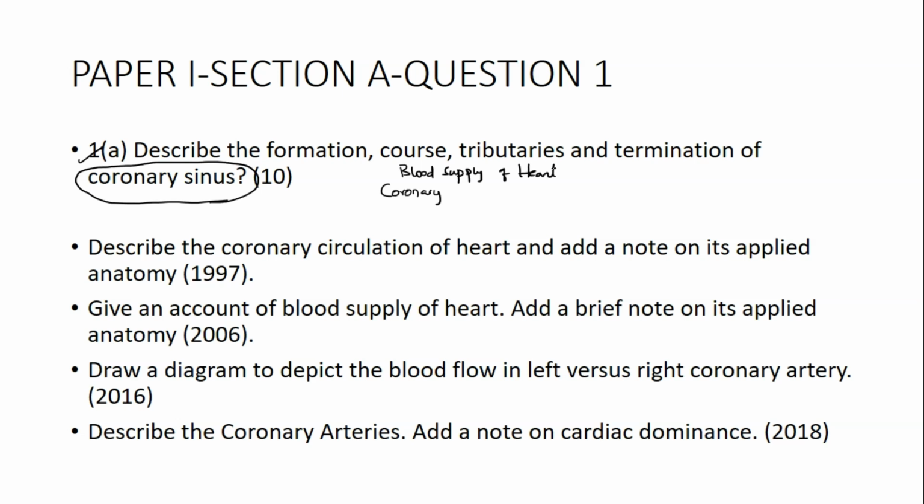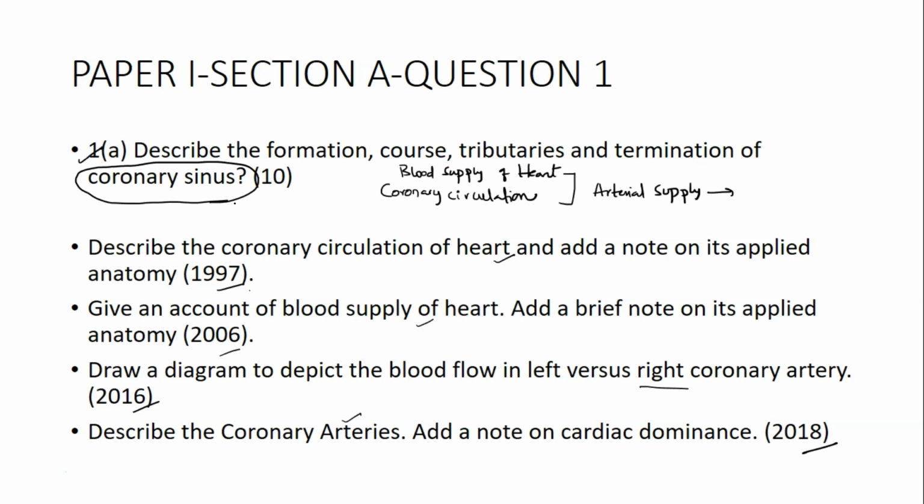Blood supply of heart is indirectly the coronary circulation, and many of the times, from 1997, 2006, 2016 and 2018, when I say blood supply, when I say circulation, we always think of arterial supply, right? In the arterial supply of the coronary circulation, we have left coronary artery, right coronary artery, coronary dominance. So the questions are on coronary circulation of heart, applied anatomy, blood supply of heart, applied anatomy, diagram to depict the blood flow in left versus right coronary artery, and describe coronary arteries, add a note on cardiac dominance.